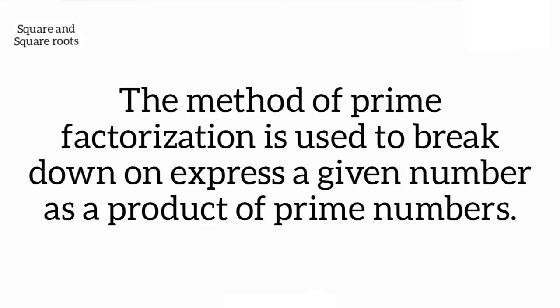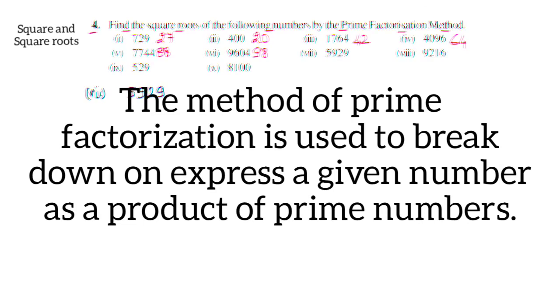Understood? So in this way we will solve this question. Basically, in the prime factorization method, you just need to find the LCM, then pair it up, and then take out one number from each pair, and yes, you will get the square root of that number. So let's move to the next question.